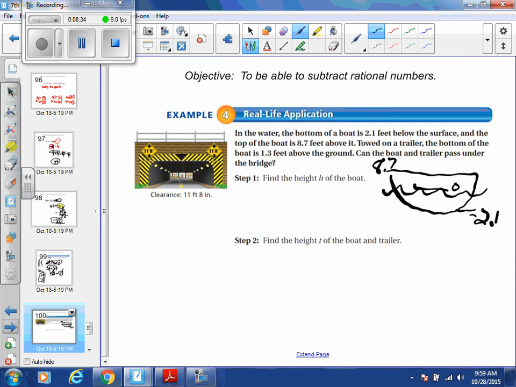All right. Put on a trailer, the bottom of the boat. Okay, we'll skip that part because the first thing is just to find the height of the boat. So the height of the boat is all of this stuff above water and all of this stuff below water. Okay? So what I want you to do is find the height of the boat. Find the distance from here all the way down to negative 2.1 and submit your best answer on Edmodo. We will do step 2 in class.